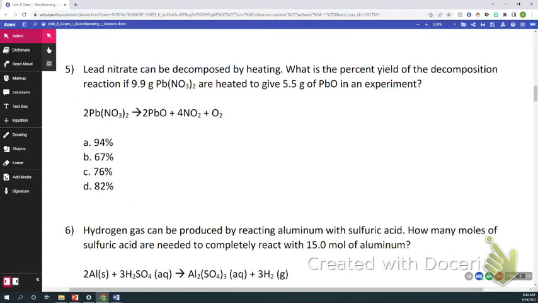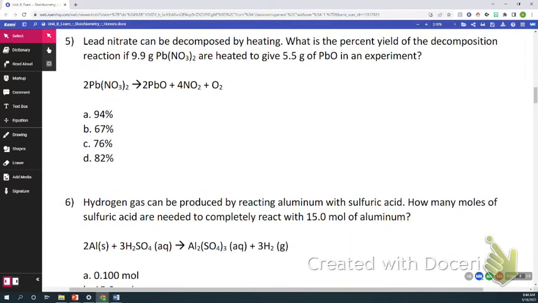All right, number 5. Let's take a look. We're looking at lead nitrate can be decomposed by heating. What is the percent yield? They want the percent yield of the decomposition reaction. You have 9.9 grams. And it's heated to give 5.5 grams. Now, what's crucial here is this 5.5 that they gave you, it's the amount that you actually created.